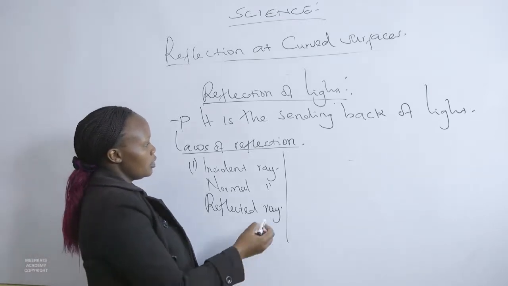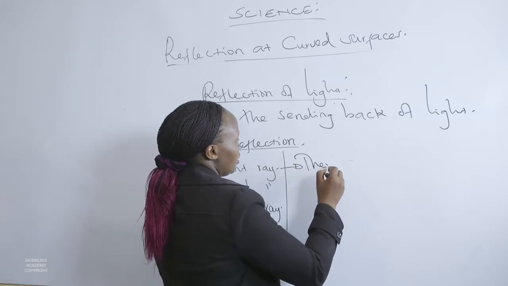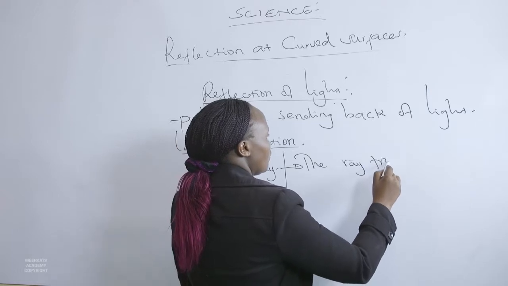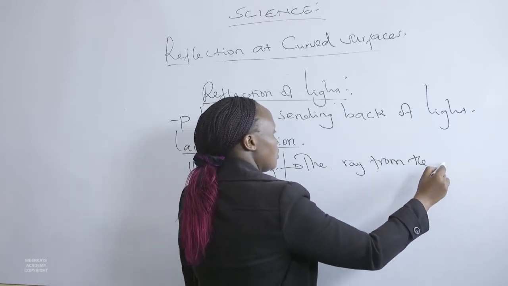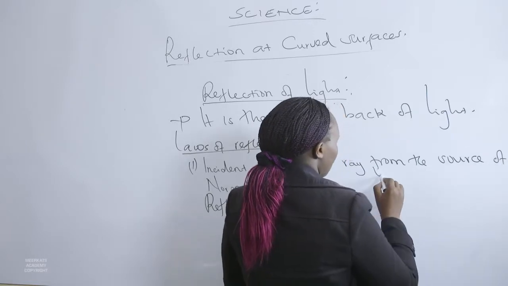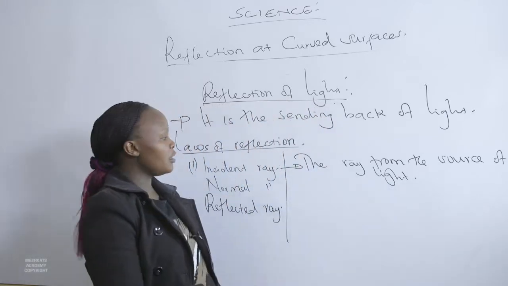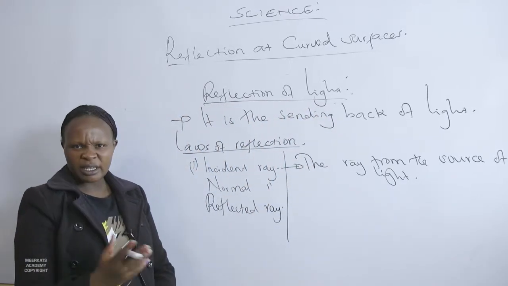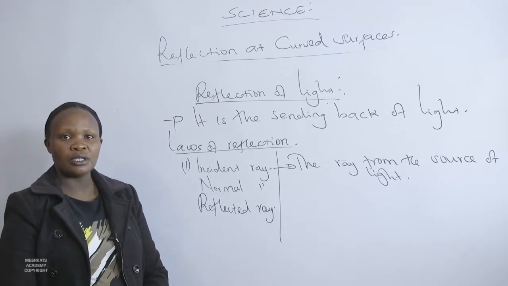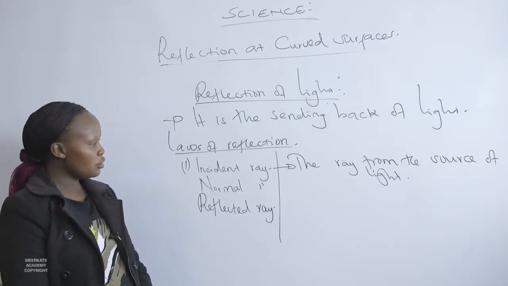Now, this one is the ray from the source of light. This is the ray from the source of light, be it an object that we want to observe or whatever it is that is producing the light that we are taking into consideration.